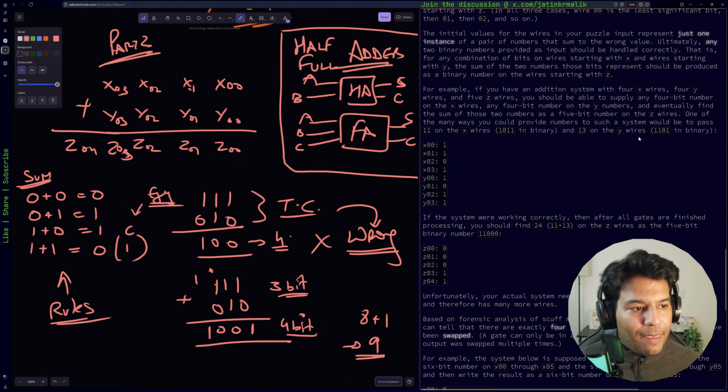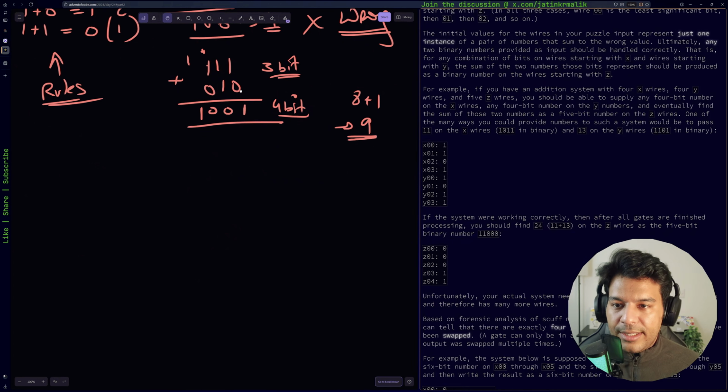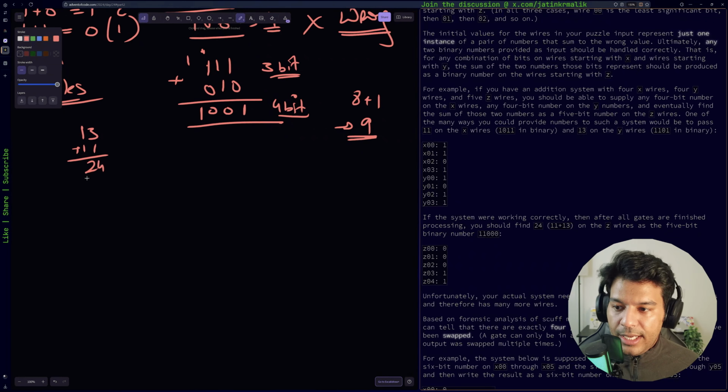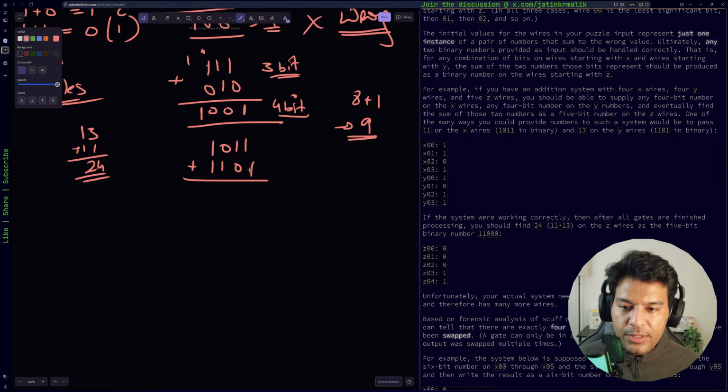One of the many ways you can provide numbers to such a system would be to pass 1 0 1 1 on the X wires and 1 1 0 1 on the Y wires in binary, so 11 on the X wires, which is 1 0 1 1, and 13 on the Y wires, which is 1 1 0 1. Let's do a dry run of this as well, just like we did the earlier calculation. We are doing the addition of 13 plus 11. In decimal numbers, we know that it is 24. But if we do it in binary summation, it is 1011 plus 1101. If we do this, we can see 1 plus 1 is 0.